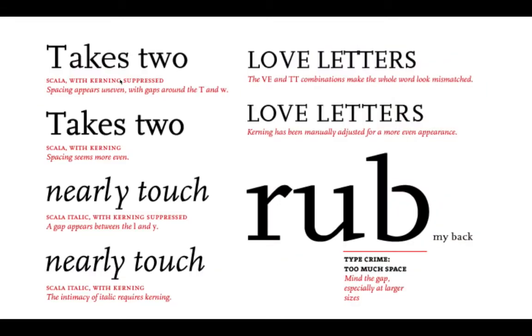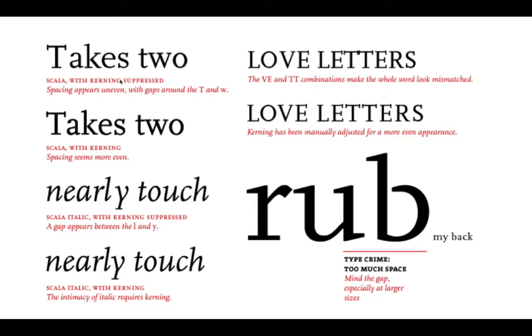Horizontally, we have tracking and kerning, and those are gaps between spaces, right? So if you look at "takes two," the tracking or the kerning between the T and the A is too much, right? So we want to bring those closer together. We don't want a T all by itself, or in the nearly touching bottom left corner, the letter Y all by itself.